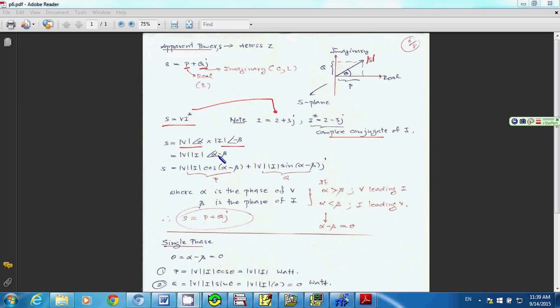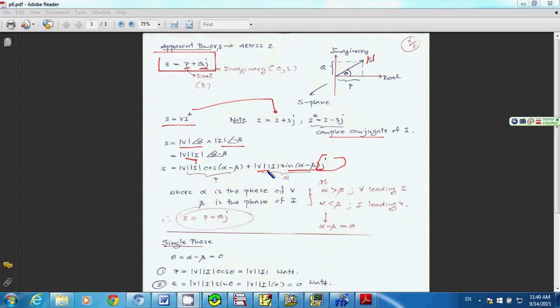And you add up the phase together, so you have alpha minus beta. So that's why I have S equal to VI. You expand this term here, and then cosine alpha minus beta plus this term, and then multiply by sine alpha minus beta multiplied by J. As I mentioned at the beginning here, S equal to the real part plus imaginary part. So you know that this is the real part only, so it becomes P, the average power.